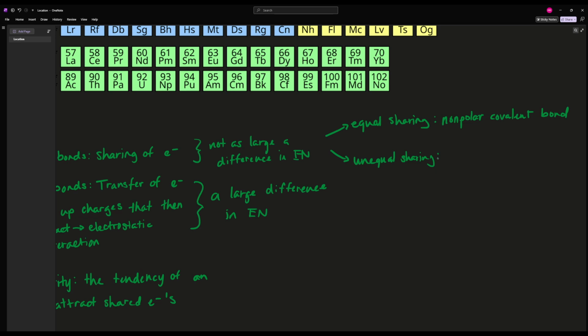Okay, but now if we're doing unequal sharing, right? I haven't completely given you this notebook. I'm still using part of it, but you're using the vast majority of it. In other words, this notebook has sides to it, right? It's not just split right down the middle. In other words, we've created poles. So this is named a polar covalent bond.